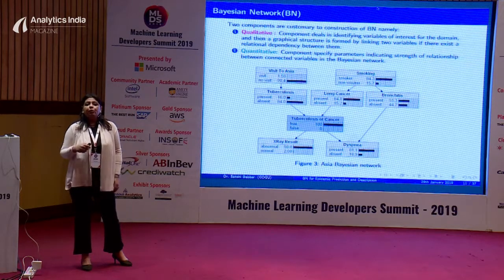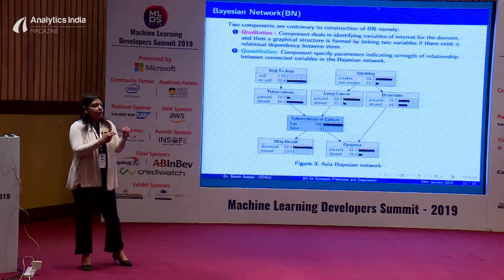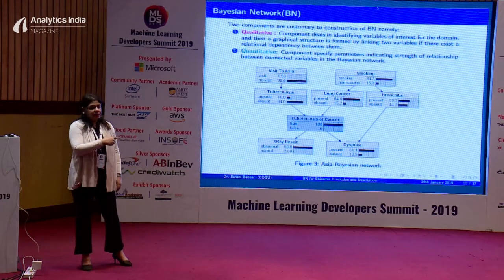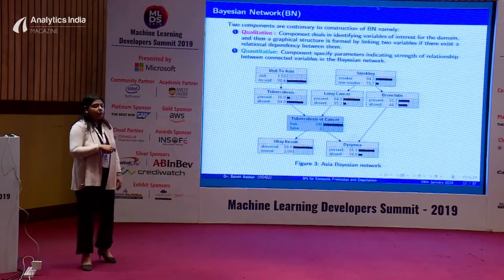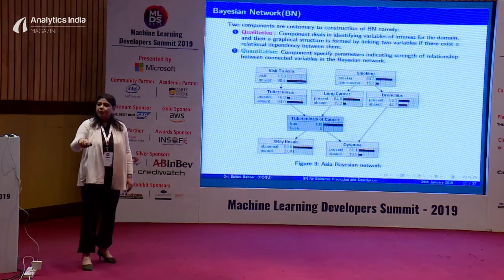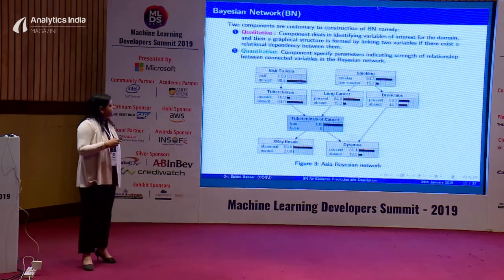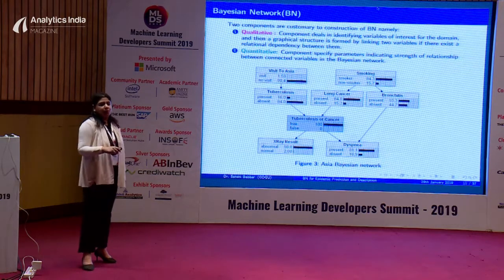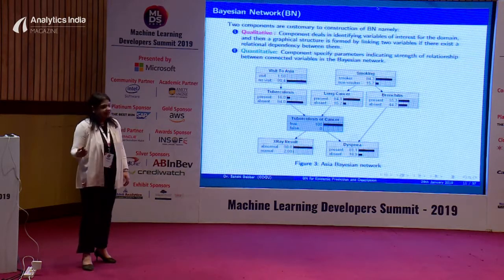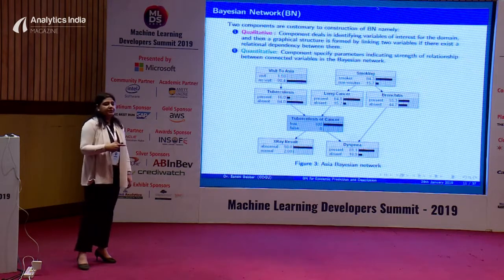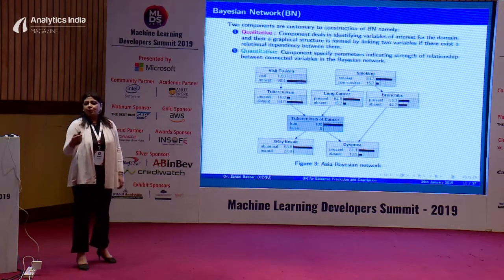The next part would be the quantitative part, which basically details what is the probability of two events occurring together. So here, what we see in the bars in the figure is the prior probability of that particular variable, right? It says the probability that the person visits Asia is 1%. Probability that the person doesn't visit Asia is 98%, right? So this will affect tuberculosis. And what you see here in present and absent is, again, the prior probability of tuberculosis.